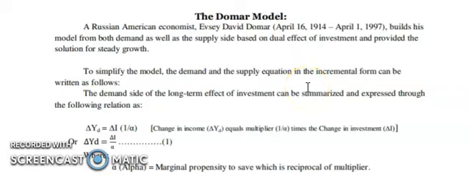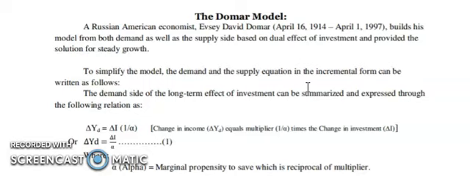In this video, we discuss the Domar model. A Russian-American economist, F.C. David Domar (April 16, 1914 – April 1, 1997), builds his model from both the demand as well as supply side, based on the dual effect of investment, and provided the solution for steady growth. It is a double-sided model. So demand and supply side both are important in this model, and here we try to explain the dual effect of investment, and it provides the solution for maintaining steady growth.